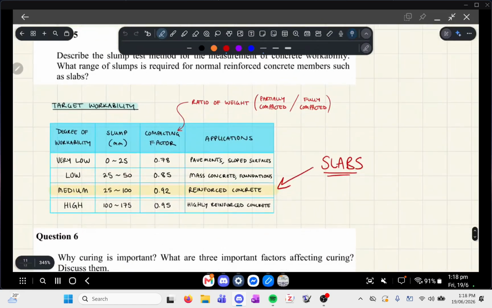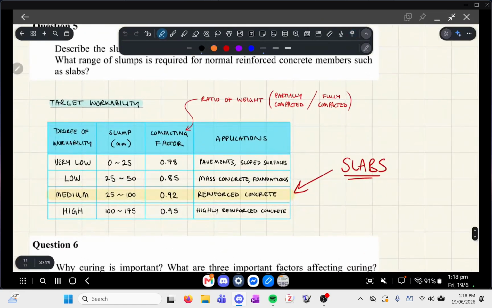Here's where I'd like to elaborate a bit more on this table. I briefly showed this last time, but the idea is that when you order concrete, you can specify a few things, as I mentioned last time. You can specify concrete strength, the volume of concrete you're ordering, as well as the workability. You can describe it as very low workability, medium workability, or high workability.